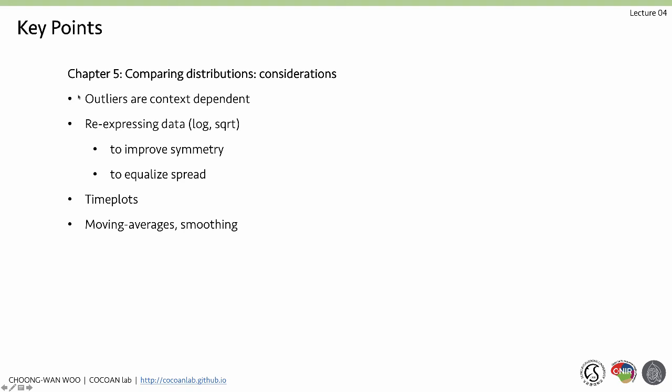Okay, so that was chapter 5. We learned about outliers, and that they are context dependent, and how to re-express data, which will help the comparisons of different distributions, and also time plots and moving windows. But what if we want to compare two distributions that have totally different units? So we can use Z-scores for that, to compare different values in different units.